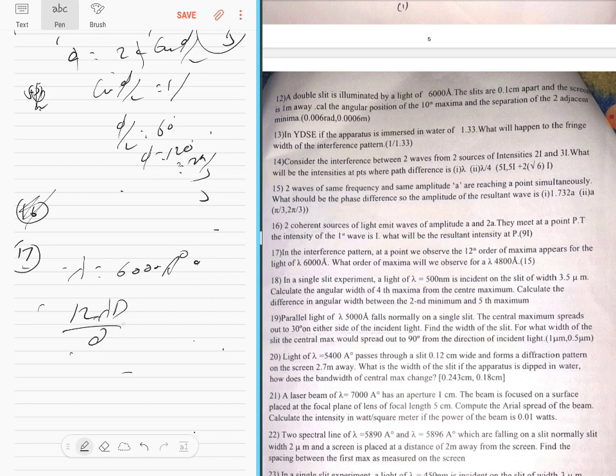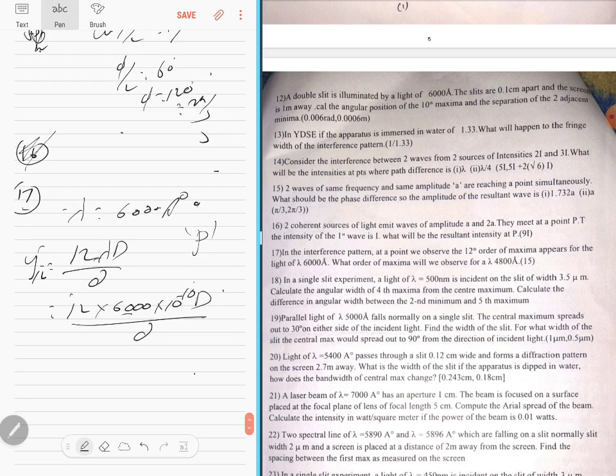For 6000 Armstrong, in the interference pattern at a particular point you observe the 12th order maxima. So this is the distance at which you see the 12th order maxima, considering 12 into 6000 into 10 to the power minus 10 into lambda D by d. Now, the same position: if at a point we observe the 12th order maxima, what order of maxima will be observed for a wavelength of 4800?